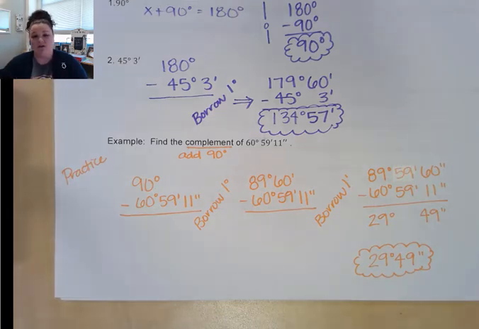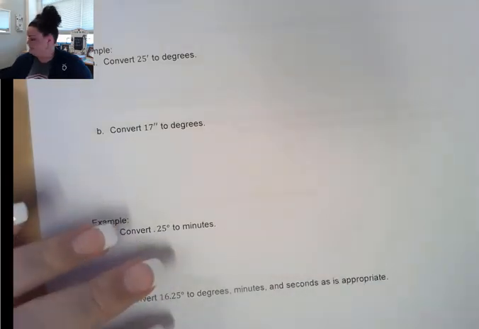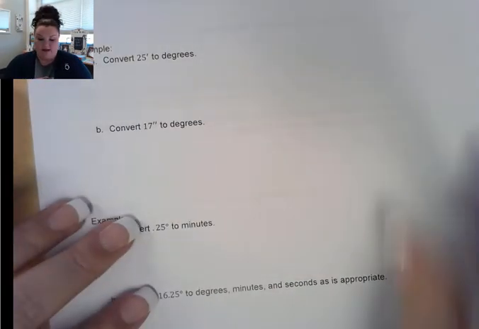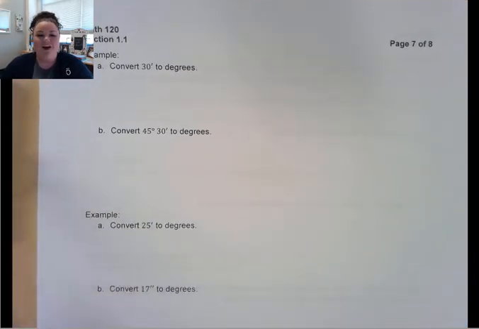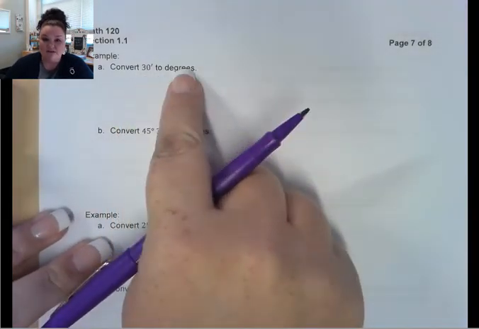So the last thing I want to look at is using ratios to convert degrees into minutes and seconds, or excuse me, if we're given minutes and seconds, to be able to convert that back to degrees. Okay, so let's look at that last little topic, and then that will be the end of this section, and you'll be able to get started on your first homework assignment. Whoop whoop. All right, so this says convert 30 minutes to degrees.